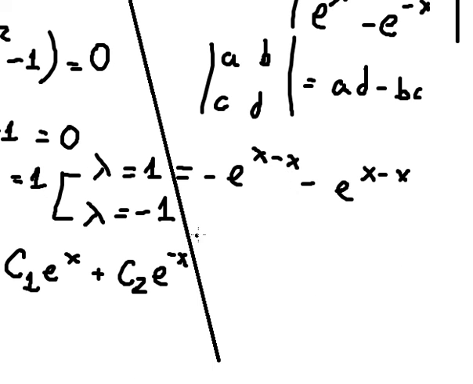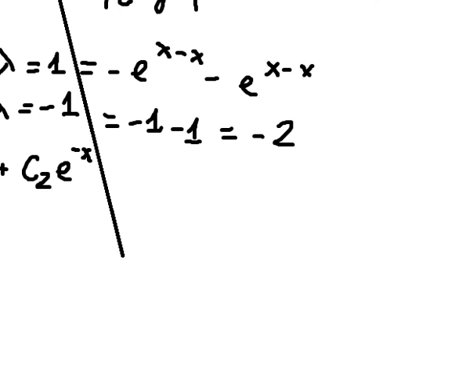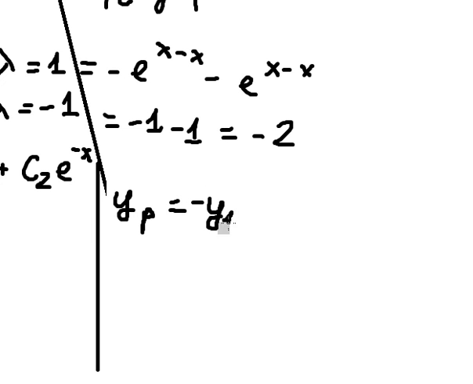So this one you got negative number 1. This one we have negative number 1. So we have negative number 2. And now after we calculate, we can find particular solutions. So I will put yp, that is about negative y of number 1.